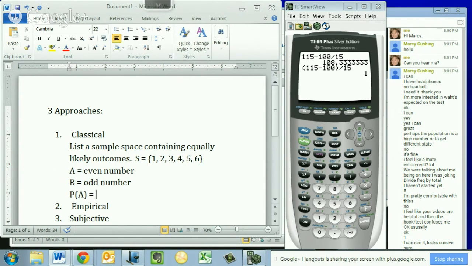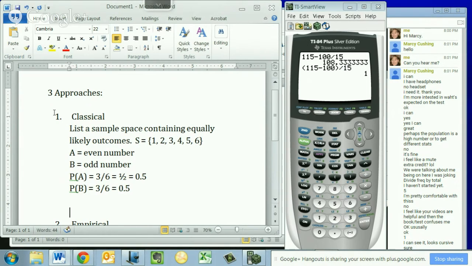So you have 3 outcomes that are favorable to that event over 6 possible outcomes. I could also do probability of B. That would likewise be 3 over 6, which is 0.5. We also looked at complements. So I could say, what is a complement?